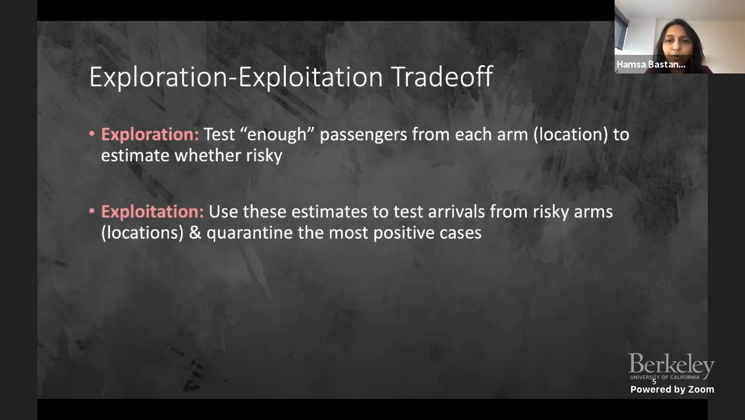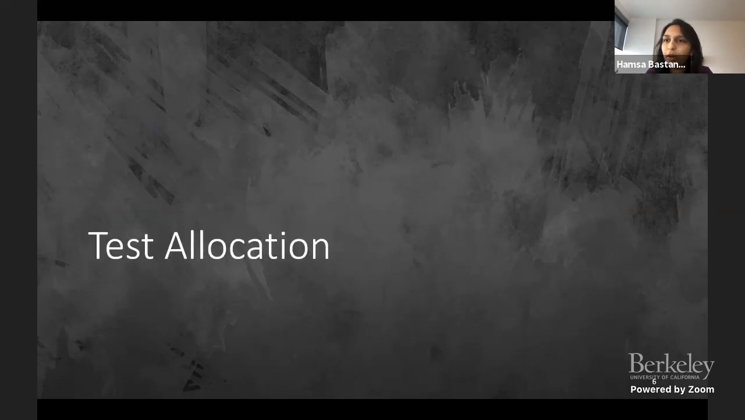But ultimately, what we're really interested in is the exploitation part, right? So using these estimates to actually test arrivals from risky arms so that we can ultimately quarantine the most positive cases, so that the number of positive cases that are slipping under the door into the country without quarantine is as limited as possible, so we can limit the spread of the pandemic. Okay. So let me first talk about the algorithm design in terms of test allocation, and then I'll describe some of the statistical challenges that show up in maintaining estimates for each arm, or how we even define these arms.